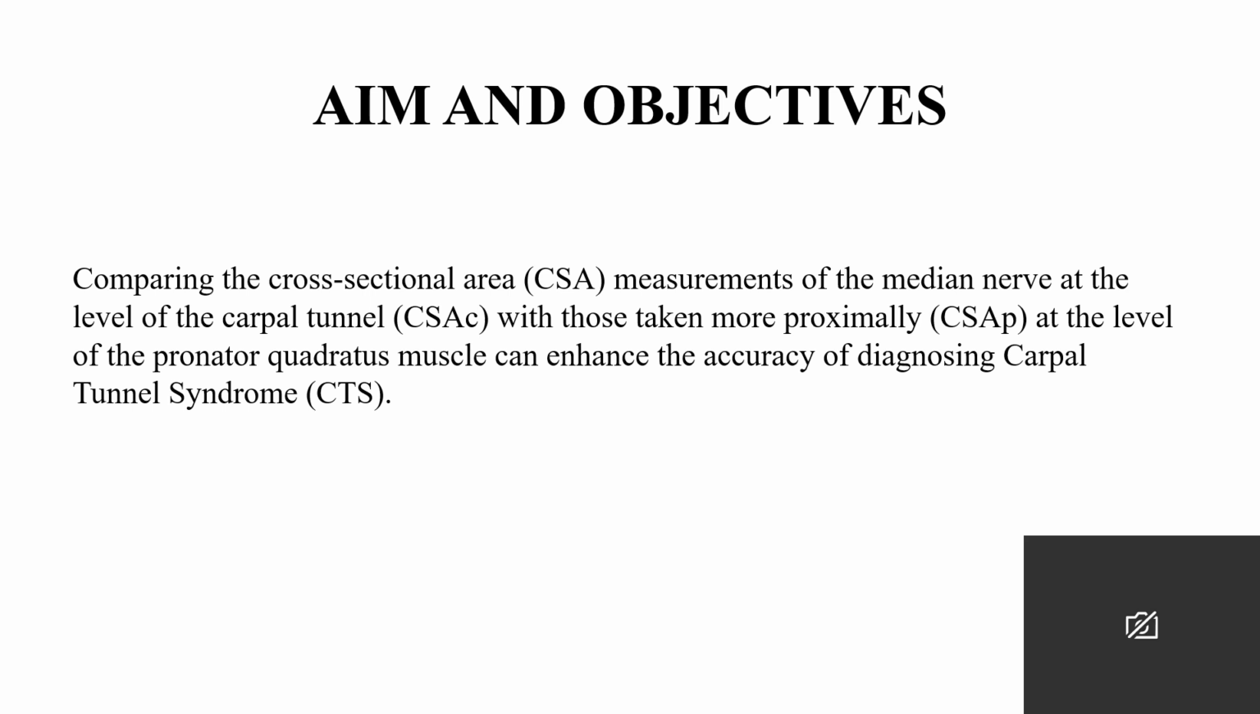Aim and objectives. Comparing the cross-sectional area measurements of the median nerve at the level of carpal tunnel with those taken more proximally at the level of the pronator quadratus muscle can enhance the accuracy of diagnosing carpal tunnel syndrome.